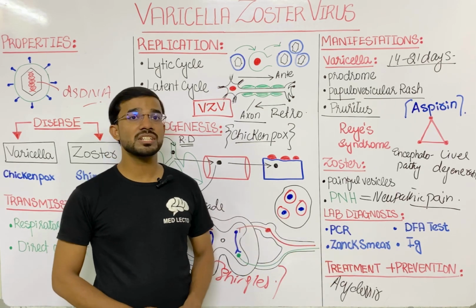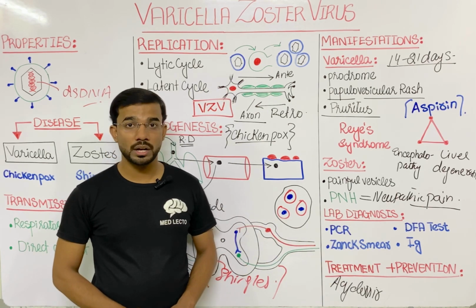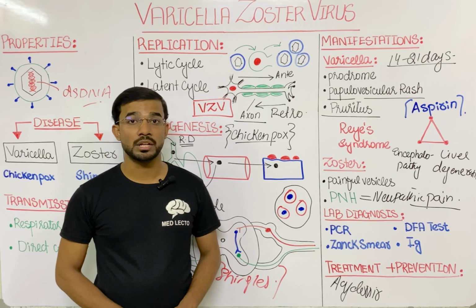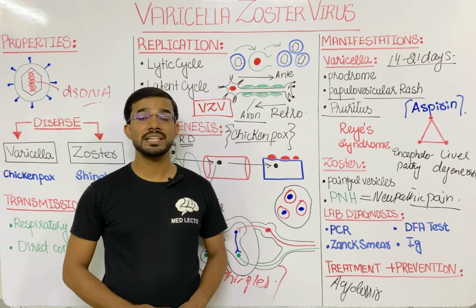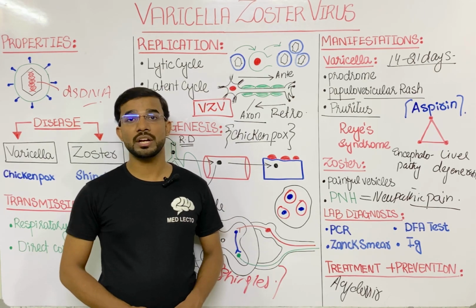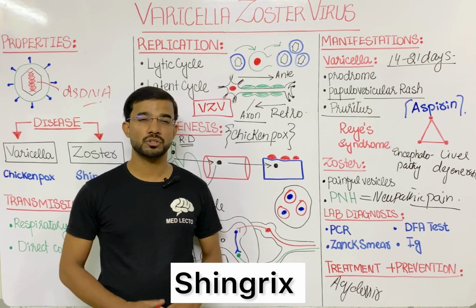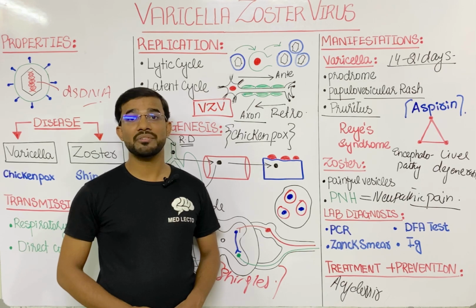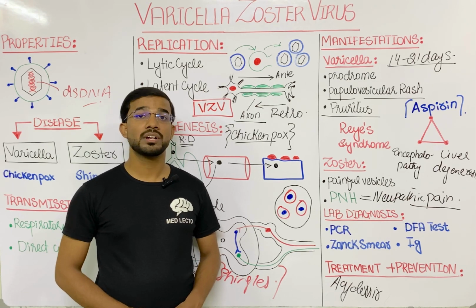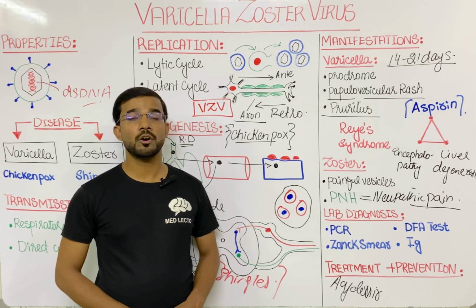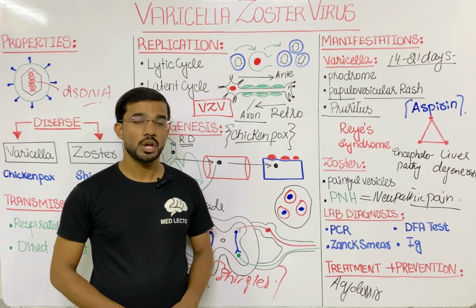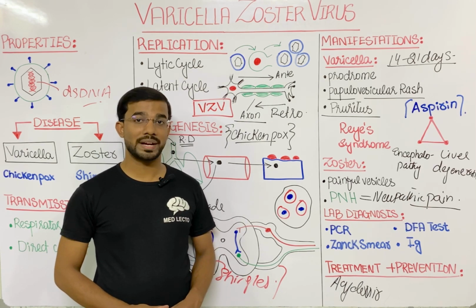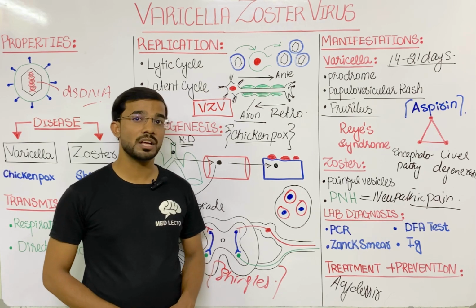And for the prevention of varicella zoster, you can go towards the vaccine. For varicella, you will see Varivax, and for shingles, you will go towards Shingrix. So these are basically the two vaccines. Varivax is live attenuated, and Shingrix is basically the glycoprotein of the virus. So here are the two vaccines against the varicella zoster virus.